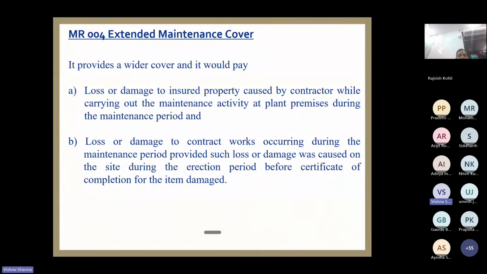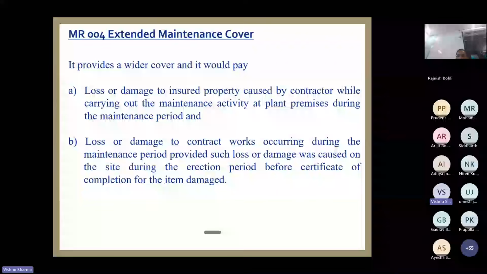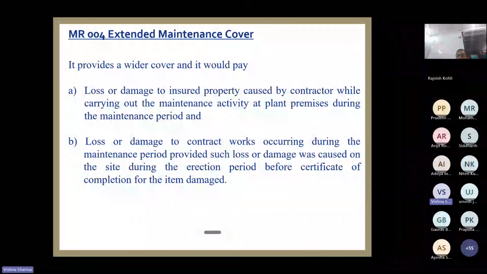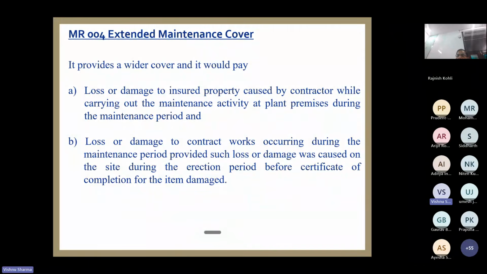The decision is awarded against the insurance company. But directly, no company has paid. The reason being, the surveyor immediately says to the client, you establish that this loss has taken place during the erection period. It is very, very difficult to establish that. And that is why they fail.